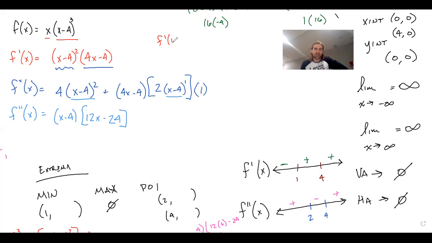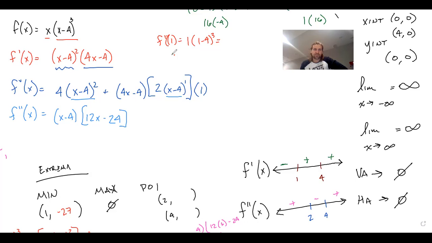So what's f of 1? Not f prime, it's just f of 1. What's 1 times 1 minus 4 cubed? So let's see, that would be negative 3 cubed. That'd be negative 27. So we have a min at (1, -27).